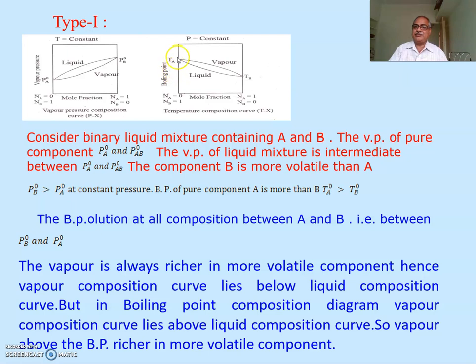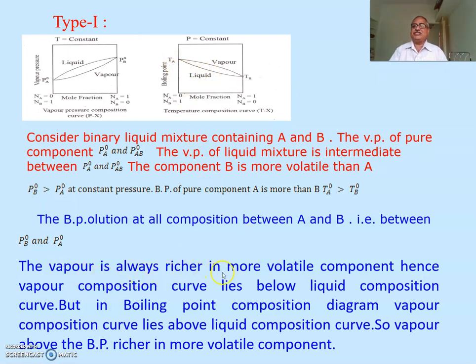Here the boiling point TA of component A is greater than the boiling point TB of component B, and the boiling point of solutions of all compositions lies in between them. Suppose this is TB and TA, then the boiling point of all compositions lies between the pure boiling points of pure components A and B.